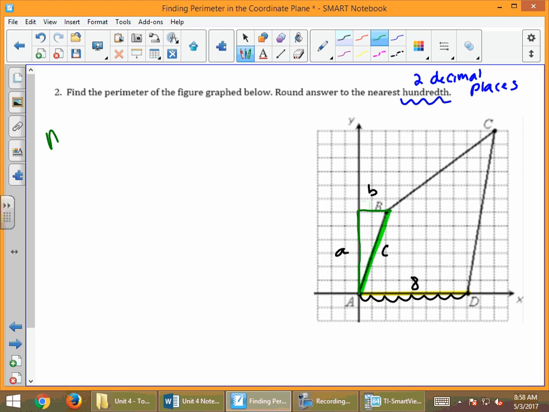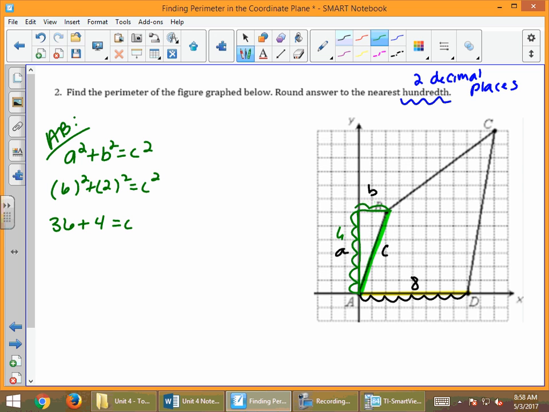Okay. Again, we're plugging it into the Pythagorean theorem. A squared plus B squared equals C squared. So in order to find our A and our B, you just count. 1, 2, 3, 4, 5, 6. And 1, 2. Just plug all that fun stuff in your calculator. 6 squared is 36. 2 squared is 4. 36 plus 4 is 40. And square root both sides.